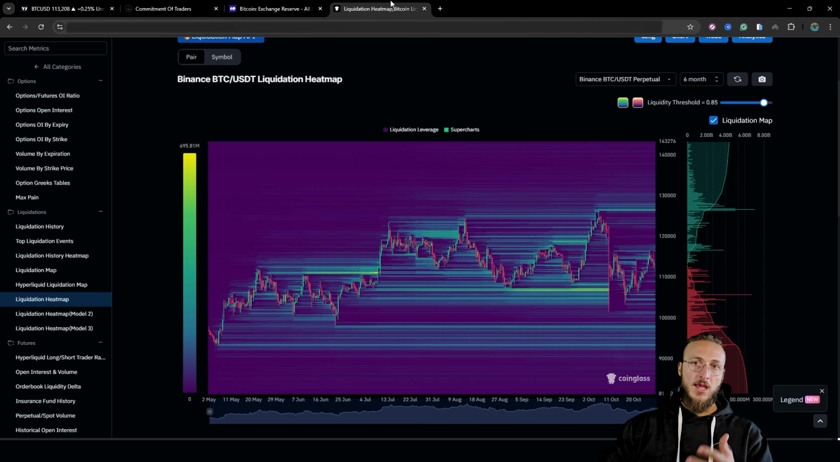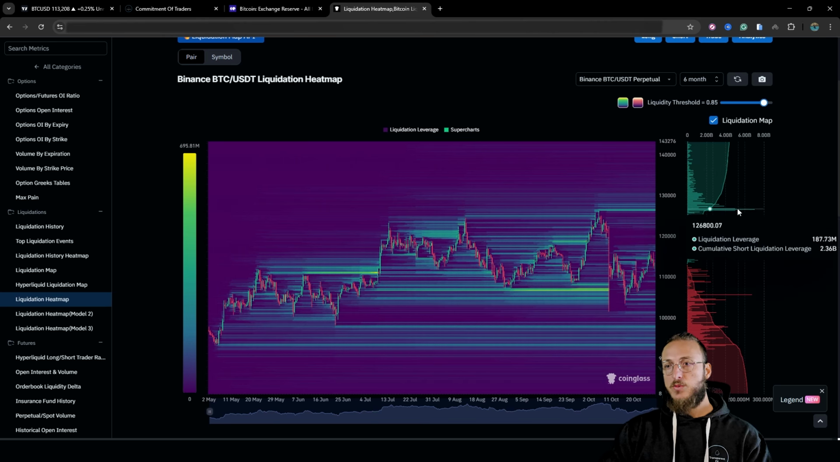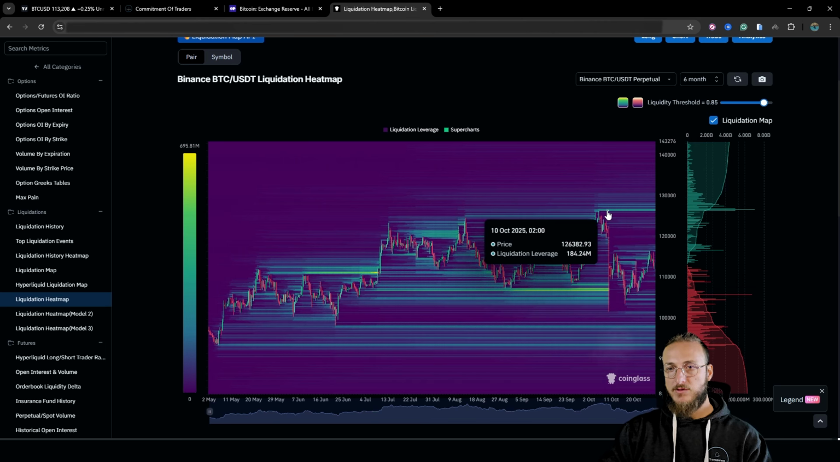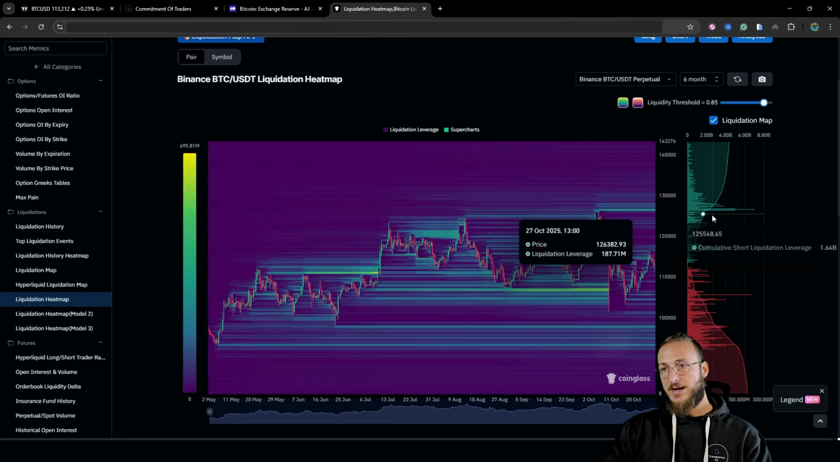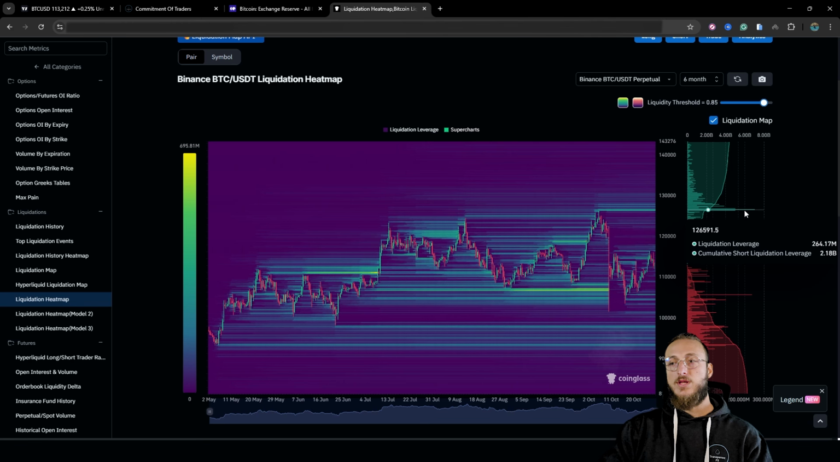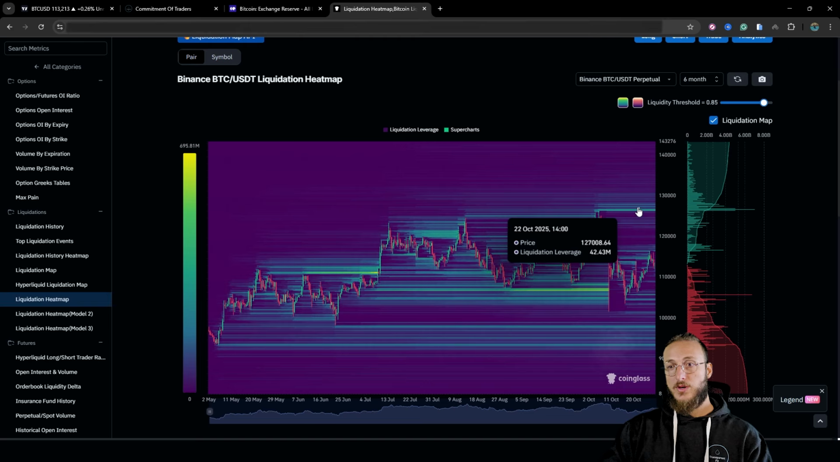If we move to the liquidity heat map, we can see that around the previous all-time high here at 126.5K, we are having a cumulative liquidation of around 2.5 billion around this level. We can see here, 2.5, even more. So if the price will actually reach the all-time highs again, we are seeing a huge liquidation event.